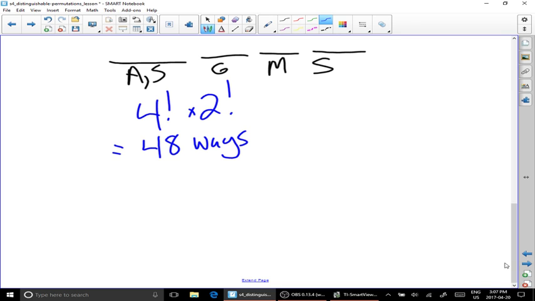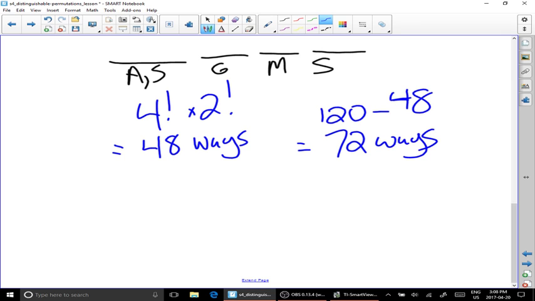So we now have to find out in how many ways they are not together. And to figure out the number of ways that they're not together, we're going to take that 120 that we found at the beginning of this part of the question and subtract 48. And when we do that, we get 72 ways that they are not together. Okay? So are we clear why it's 4 factorial, 2 factorial? Are you good with that, Sky?